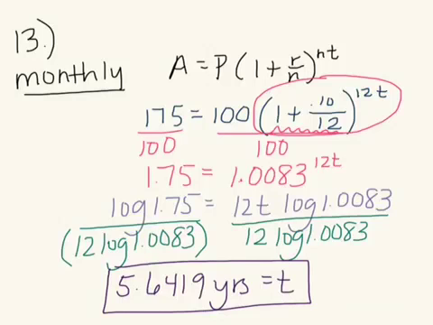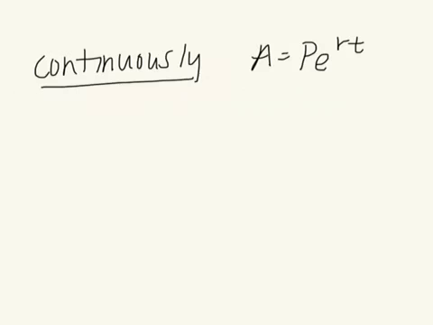For compounding continuously, we're going to use Pert. So we're going to put the same information into this equation. Again, the amount we want in our account is $175. The amount that we put in initially was $100. Our interest rate is 0.1 and our time is t.